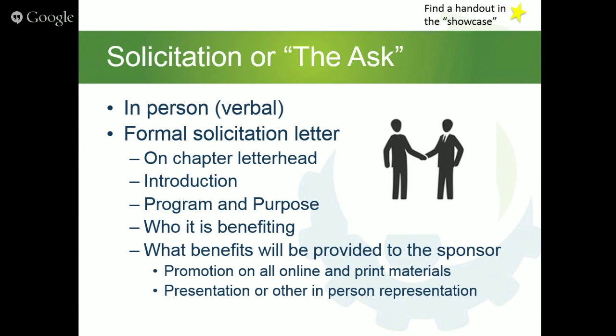Basically you want it to be on your chapter letterhead. Make sure you run this by the marketing department so that you're kosher with SASE marketing. You want to introduce the chapter, the program, the purpose, who's benefiting, and then what's the sponsor going to get out of it? Going back to that original question of how are we in line and what are they receiving? Are they going to get promotion? Is this advertising money for them? And how are we going to promote them? Or are they just doing it out of the kindness of their heart, or is it a tax-deductible contribution?